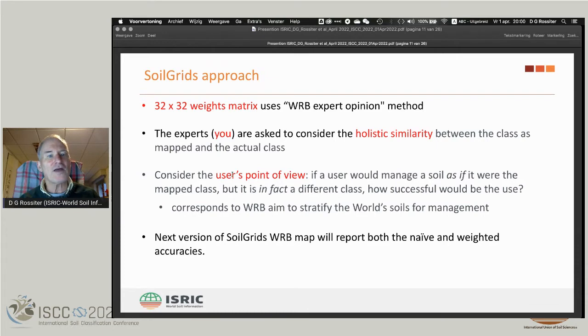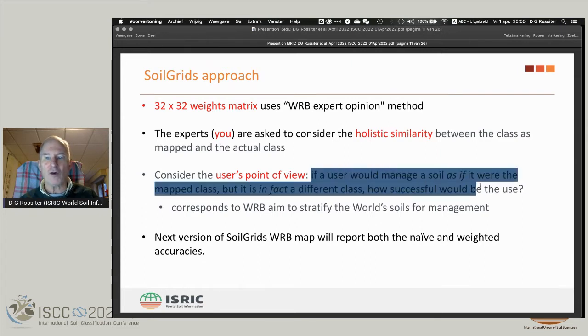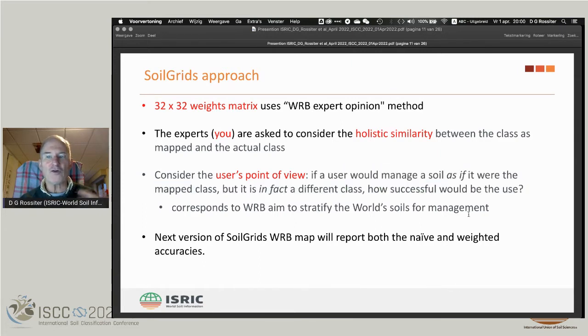And the idea is the experts, which are you all, are asked to consider what we're going to call the holistic similarity between the mapped class and the actual class from the user's point of view. And this is the key question. If the user would take your map and it gives a certain classification, and they would use it according to the recommendations for that classification, but it's really another class, how bad would that be?